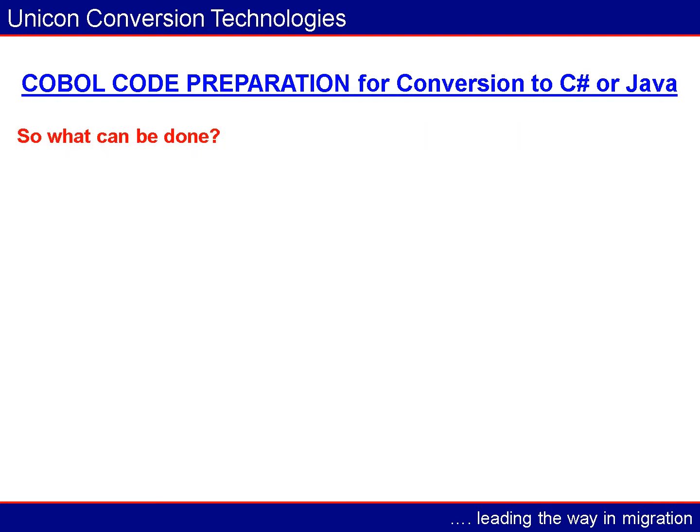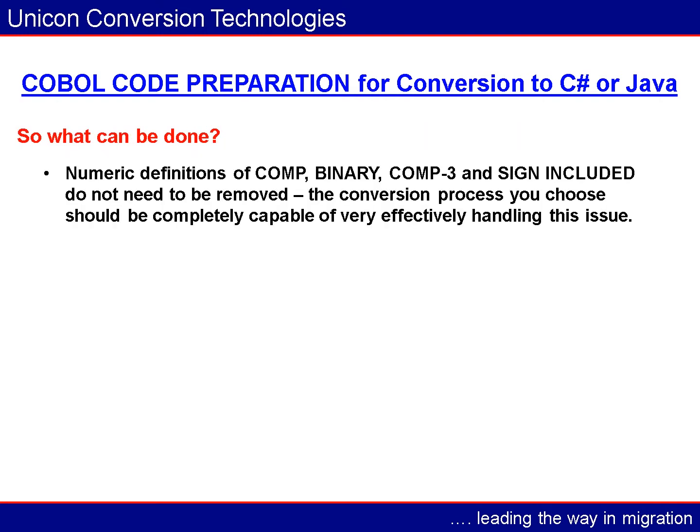So what can be done? The numeric definitions of COMP, BINARY, COMP-3, and SIGN clauses do not need to be removed. The conversion process you choose should be completely capable of very effectively handling this issue. There are, however, a number of very common COBOL coding constructs that do need to be removed to make the converted C# or Java code easier to generate and produce cleaner, more easily understood C# or Java code.